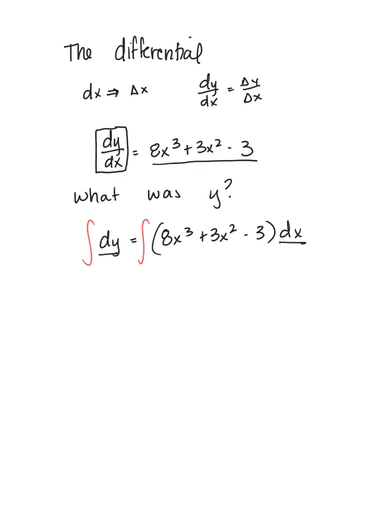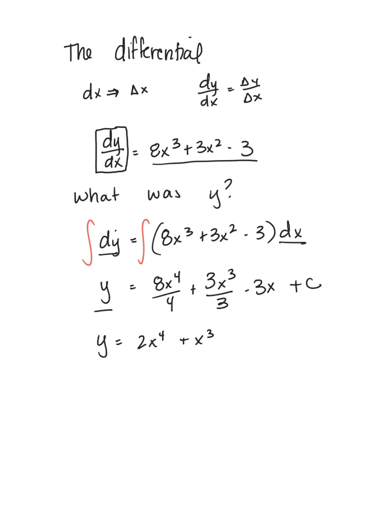And the integral of just dy would be y, because the derivative of y is just dy. And then I can say that this is going to be 8x to the 4 over 4 plus 3x to the third over 3 minus 3x plus c. So y would have to be 2x to the fourth plus x to the third minus 3x plus c. Now, this is as far as I can go. I was given the derivative, I'm asked to find y, and this is as close as I can get without the given information.